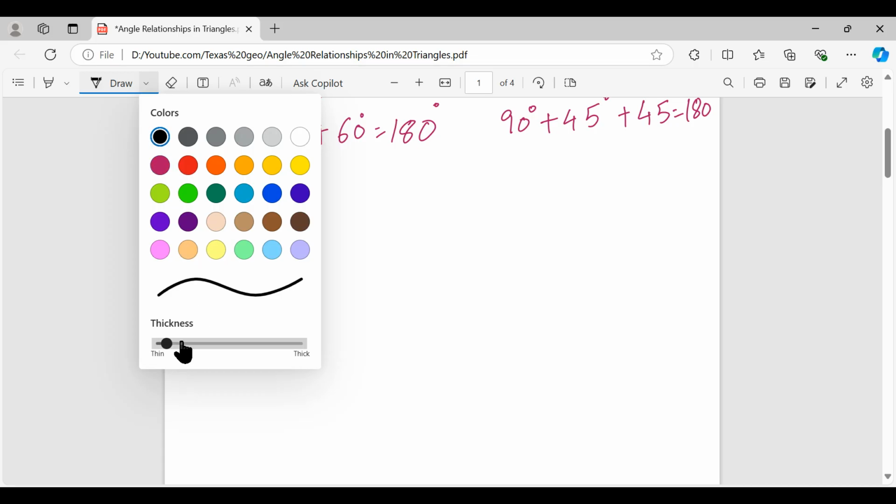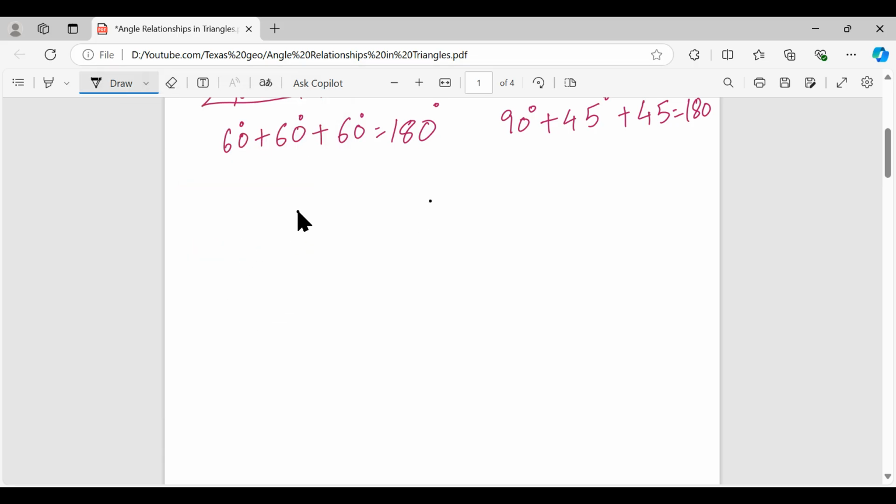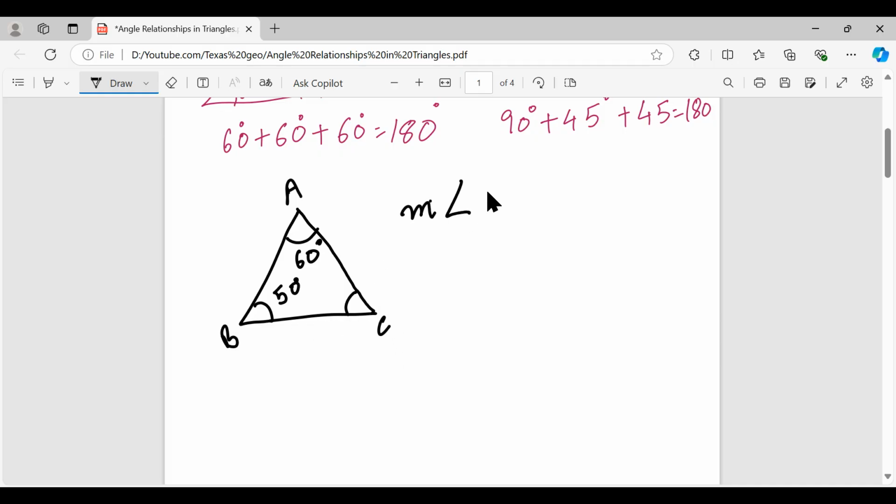So let's quickly have a look at one question. Okay. So here you have, suppose I have here 50 degrees and then here we have 60 degree. Then what will be the measure of this third angle? Let me mark A, B, C. So what is the measure of angle C?